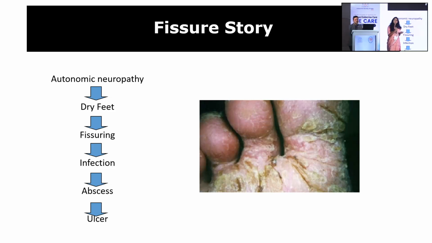Then comes this fissure story. Like I said, in autonomic neuropathy, this leads to absence of sweating and excessive fissures. Now, this is not only important cosmetically or because it's bothering the patient, but this can be a risk factor because these deep fissures can harbor infection and can lead to ulcers.